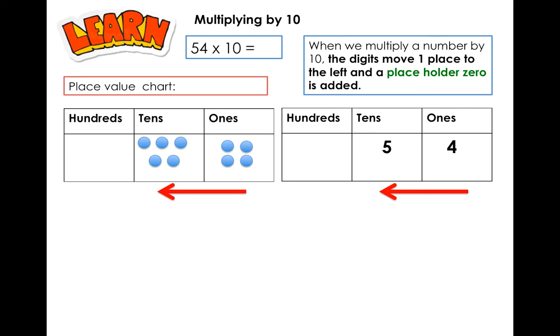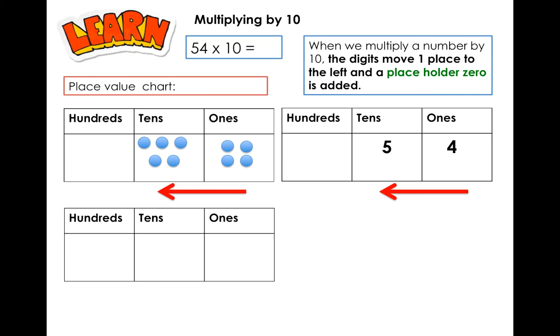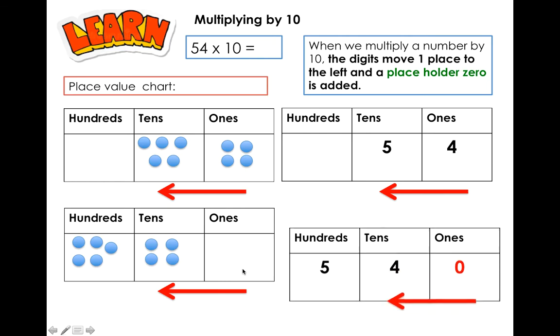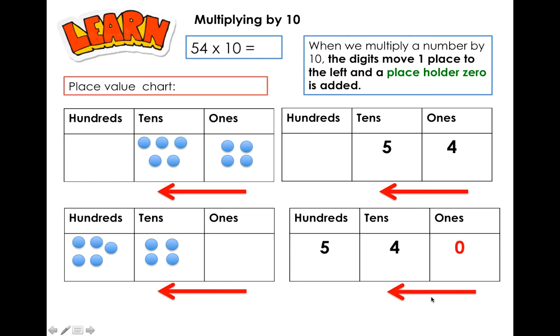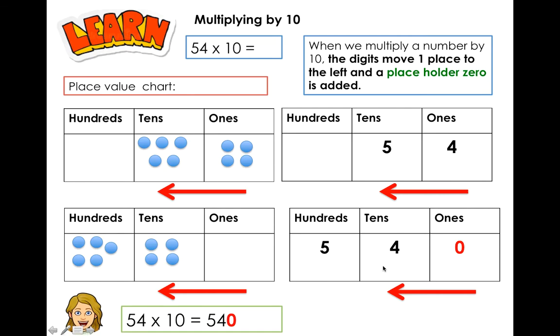Okay, 54 times 10. I've got 5 tens in my tens column and 4 ones in my ones column. Everything is going to move one place to the left. So where would my 5 tens be? Where would my 4 ones be? Pause the video and have a think. That's right. My 5 tens would now be in my hundreds column and my 4 ones would now be in my tens column. Now what happens with that gap there? How do I show that in my answer? That's right, I add a placeholder 0. So the answer to 54 times 10 is 540.